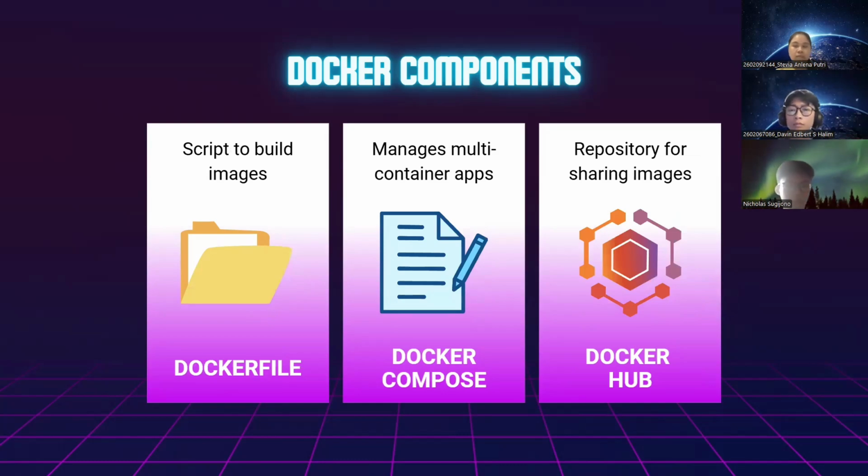Okay. Next one is a Docker file. A Docker file is a text file containing a set of instructions to build a Docker image. It specifies details like the base image, application, dependencies, configuration settings, and commands to run. By using Docker files, teams can automate the creation of consistent images across the environment.